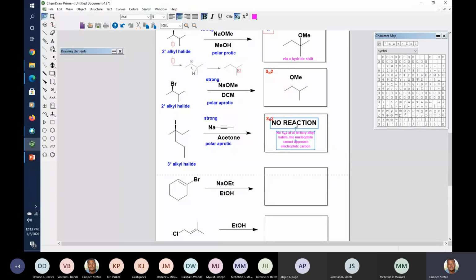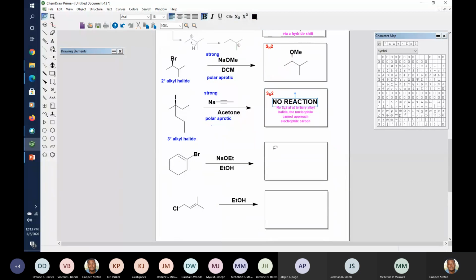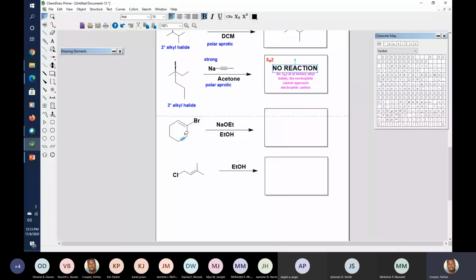All right. So this is a no reaction here. All right, let's move down to this case here, right? What type of alkyl halide is this? This is known as a vinyl halide because it's directly attached to that double bond there, right? So that's a little unique, right?